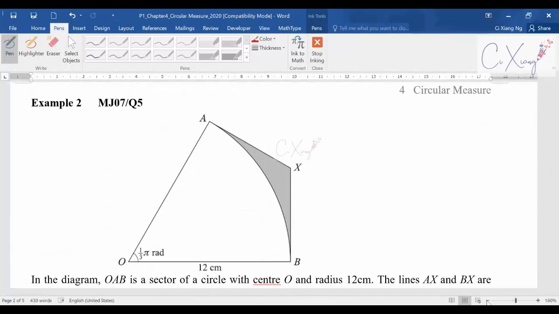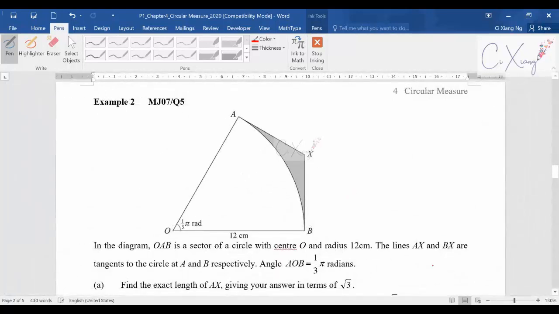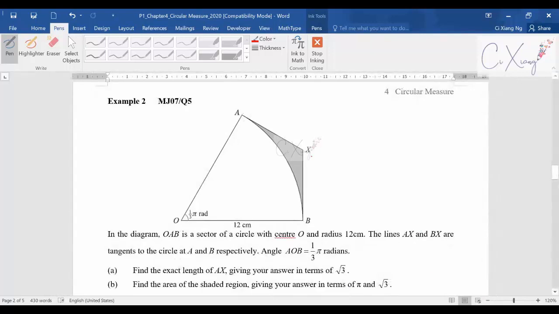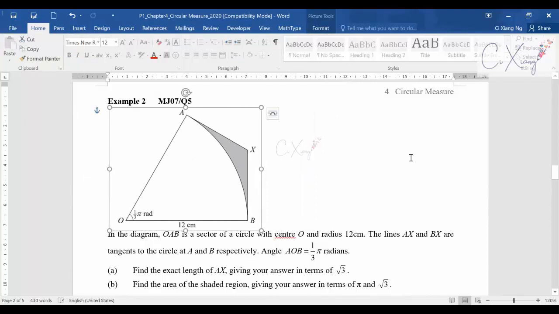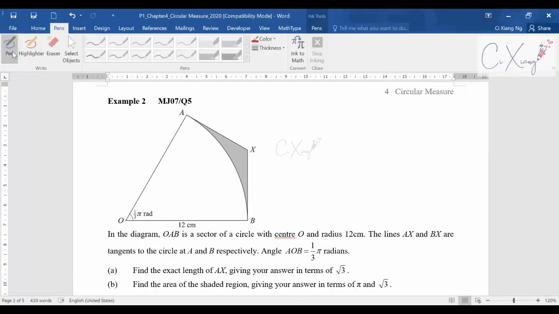Okay, so for example 2, again, they give you a very nice figure also, and then they ask you to answer some question based on this. So let us start. Here they tell you that in this diagram the center is O, and the radius is 12 cm. The lines AX and BX are tangent. So AX is a tangent to the circle.